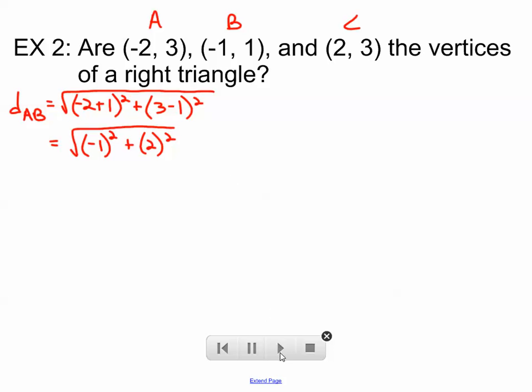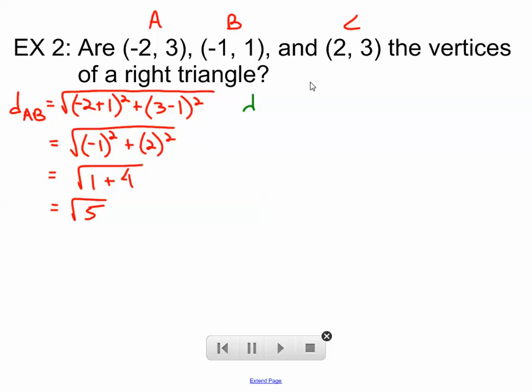So for A and B, I'm doing -2 minus -1, or plus 1, and then I'm doing 3 minus 1 for the y values. Follow order of operations, and I get the square root of 5. Not going to bother turning that into a decimal.